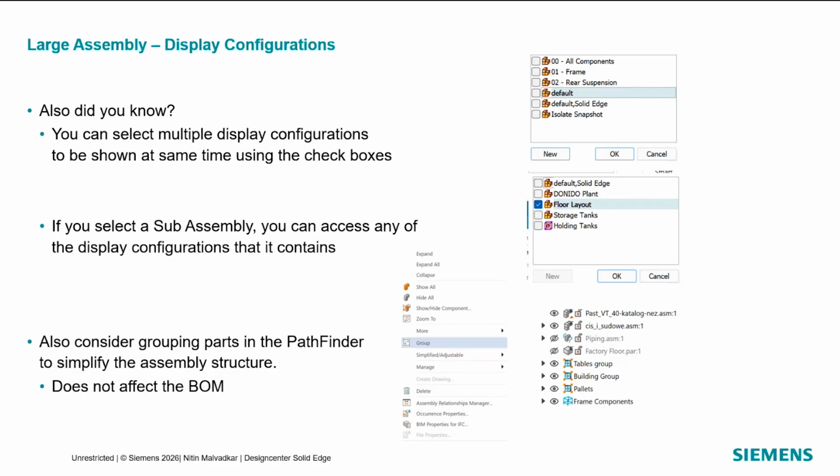So just note that this Pathfinder grouping is purely organizational. What I mean by that is that it does not affect the bill of material or the part structure in any way. Because of this, it can be safely used to get additional clarity as well as performance from the assembly. Now let's have a look at a small example.